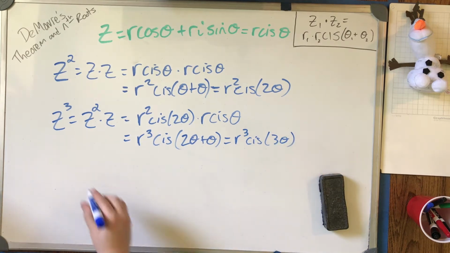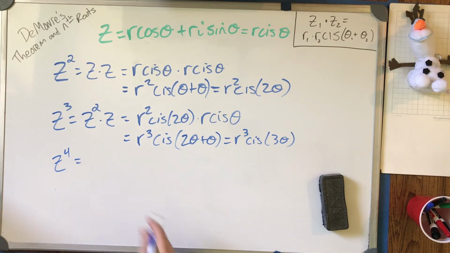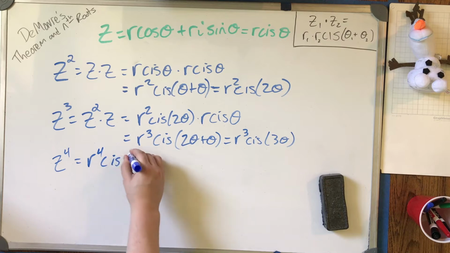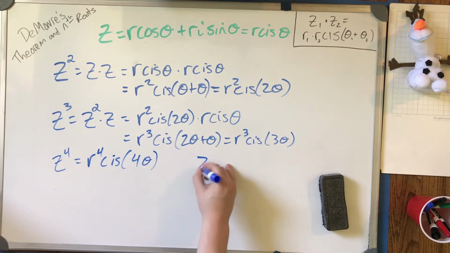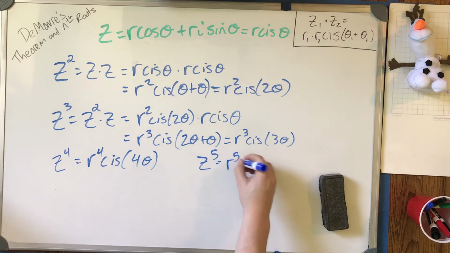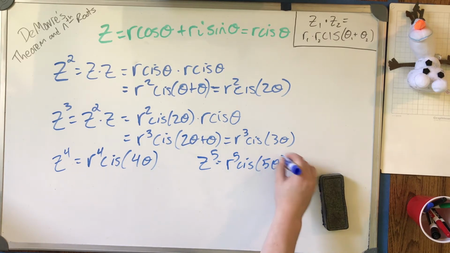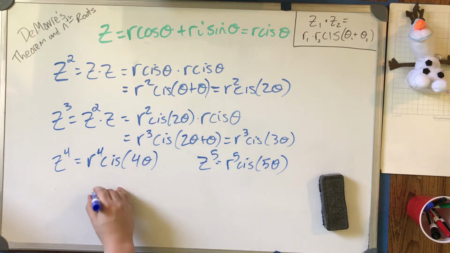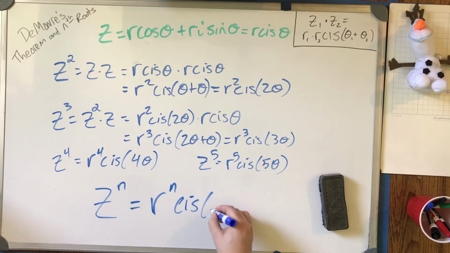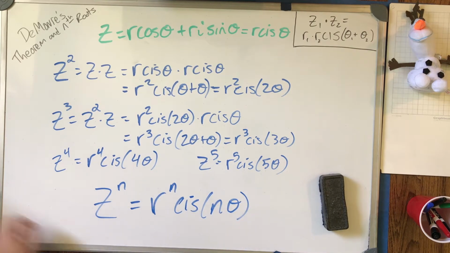Have you figured out a pattern yet? What's it going to be for z to the fourth? Shout it out. Perfect. You're totally right. It's r to the fourth kiss 4 theta. How about z to the fifth? Totally nailed it. r to the fifth kiss 5 theta. So we end up with z to any power in the world can be written as r to the nth power kiss n times theta. And this is DeMoivre's Theorem.